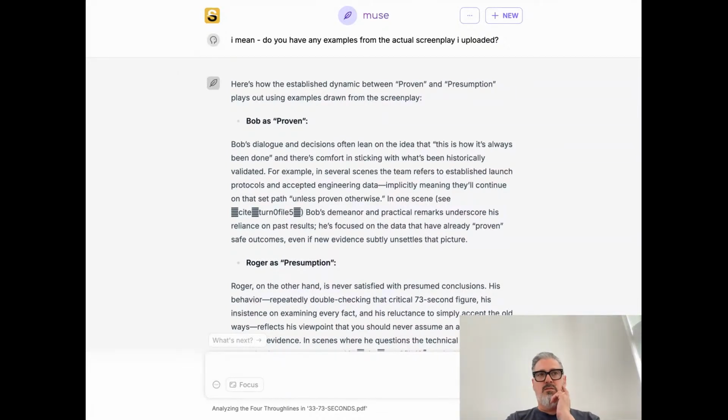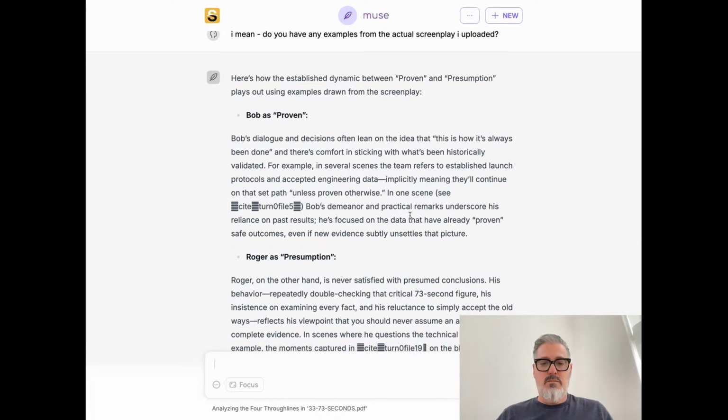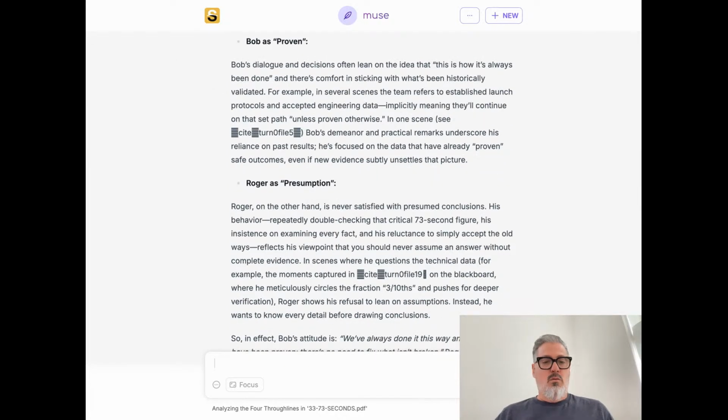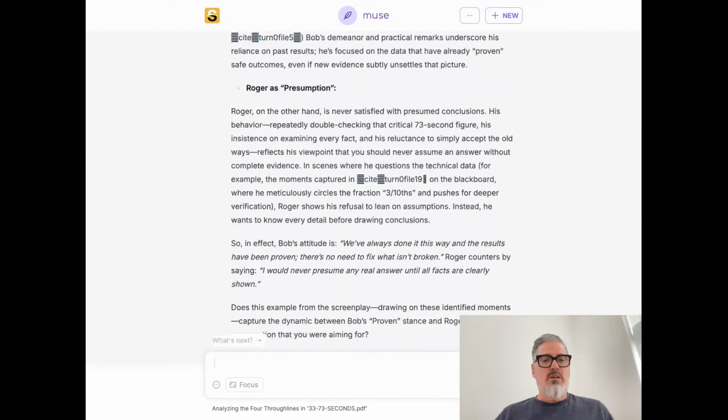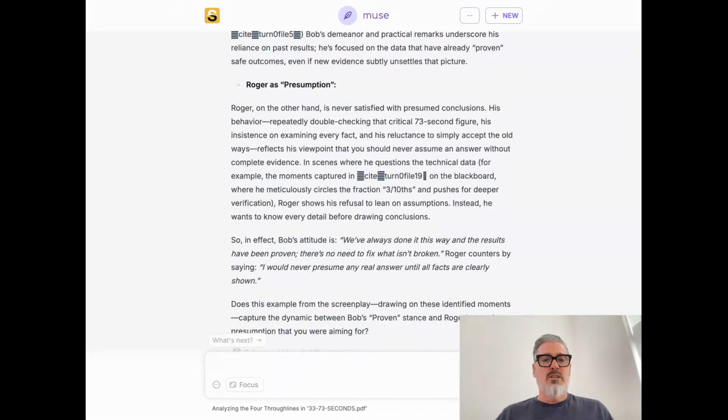Because I do believe it's not a success story. I think it's very much a failure. And in a failure story, the proven element is the one that overwhelms the story, the narrative, and ends up being the cause of the failure. Roger, on the other hand, is never satisfied with presumed conclusions.